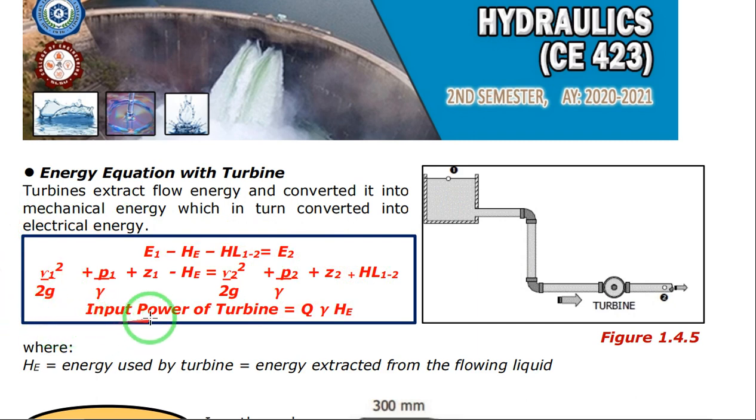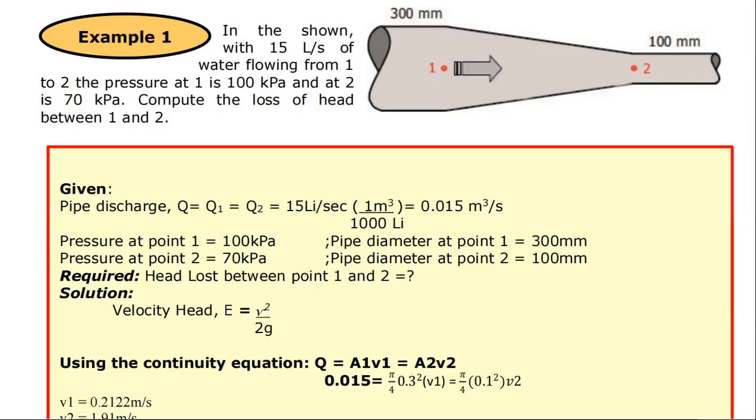Okay, so the input power of the turbine will be Q gamma HE, wherein again Q is the discharge, gamma is the weight density, and HE will be the head extracted or the energy used by the turbine or the energy extracted from the flowing liquid. Okay. So mao na imong energy equation kung naa kay turbine.